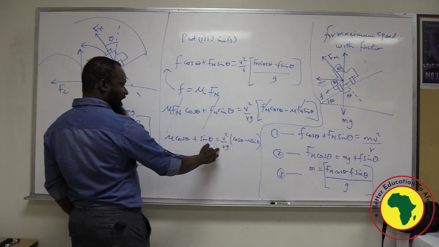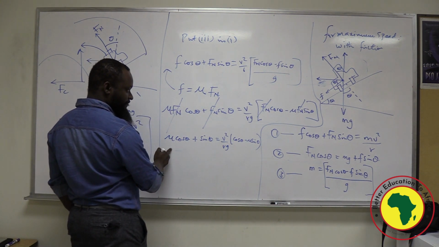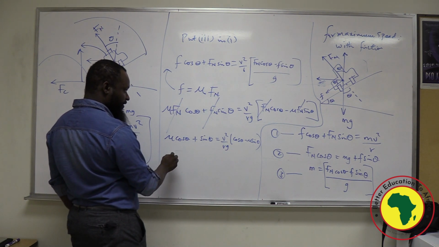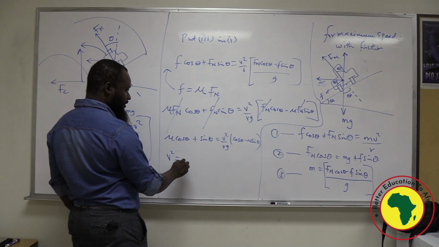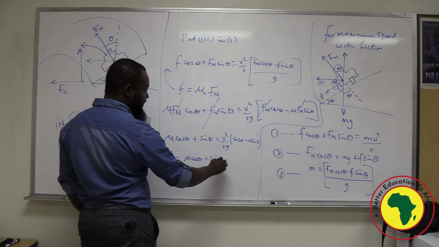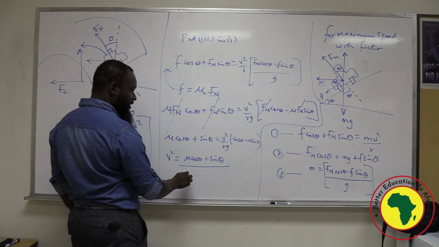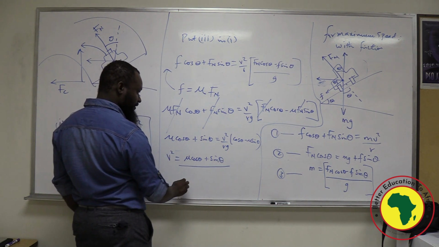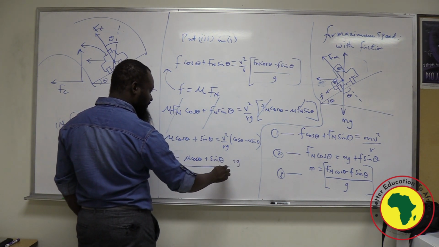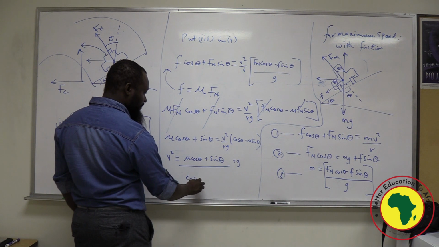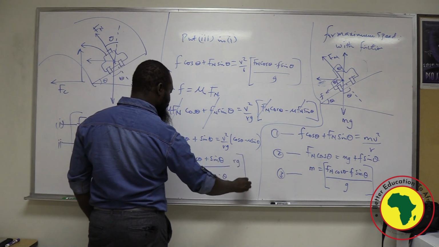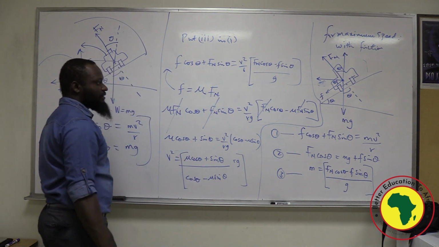Now, rg comes here. Is that okay? And cosine theta over that comes here. So I have v squared equals mu cosine theta plus sine theta divided by, so I have rg multiplying here, divided by cosine theta minus mu sine theta. Are we good?